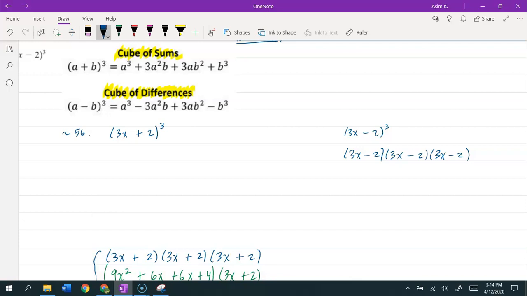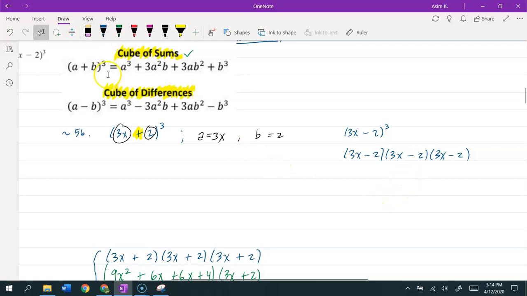The first thing that you want to do is jot down that basically in this situation, a is going to equal 3x. So a is equal to 3x, and b is equal to 2. And you want to just observe how the sign between them is a sum sign. That's why we're going to be using the first formula as we begin. All right, so let's go ahead and start.